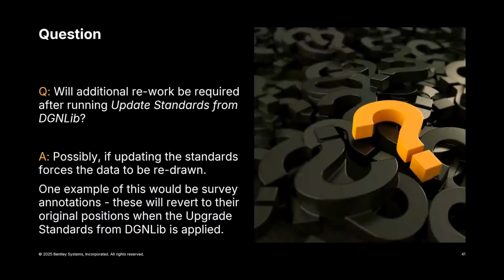So another question. If you do run update standards from DGN library, is there additional rework that's going to be needed in the file? Am I going to have to go back and redo something? The best answer I can give you to that is possibly. Our goal is to always get that to a no. It should just upgrade and everything's going to be the same as it was before, and everything's going to be happy. But I say possibly because there could be certain situations where somebody may have changed something in the workspace that's enough different from what it was defined before that you may have to react to that.